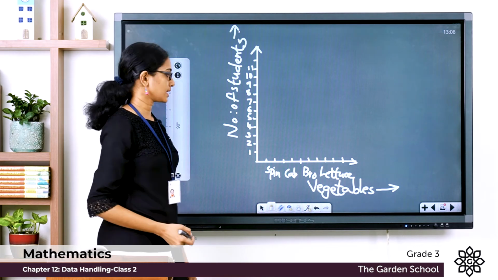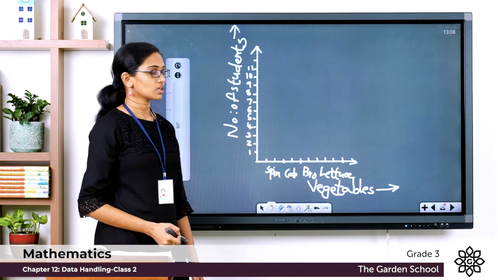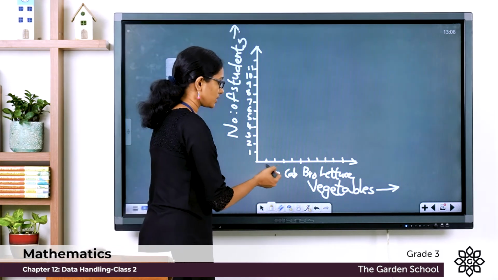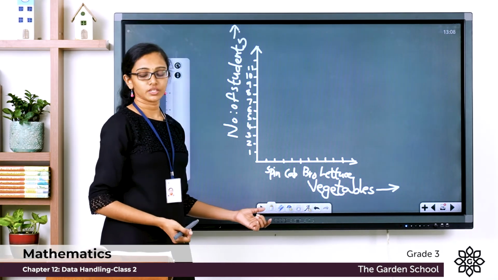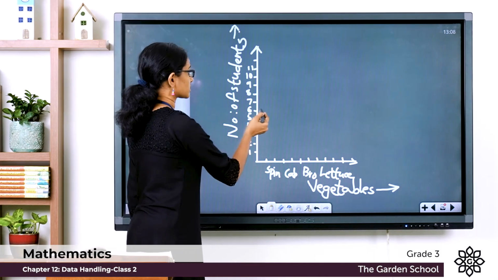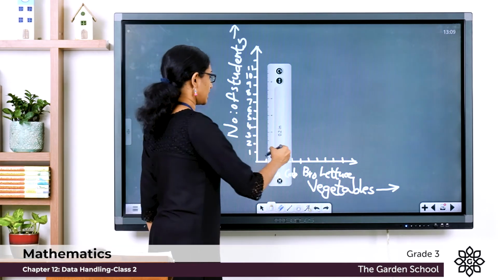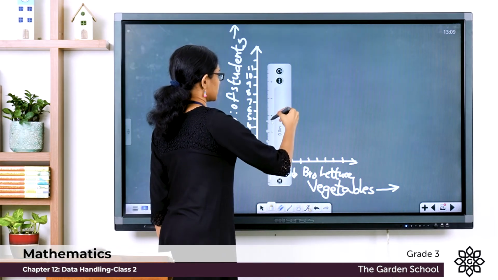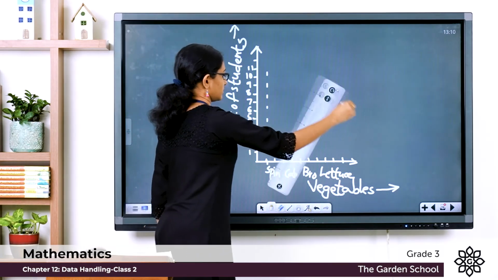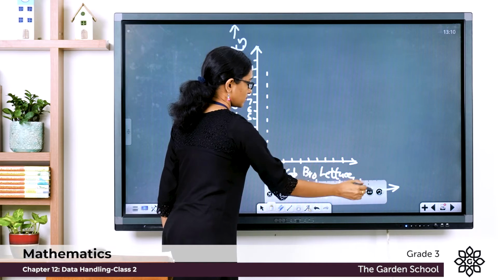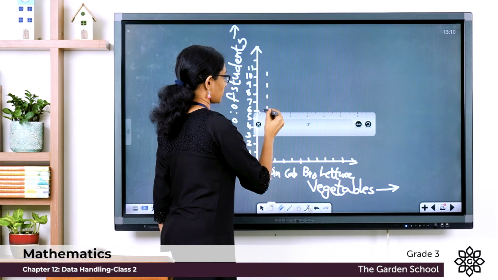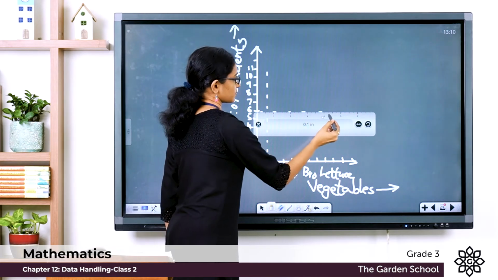Now, let's draw the rectangles corresponding to these marks. So, using a ruler and pencil, you have to draw a rectangular bar corresponding to spinach. And what is the number of children who like spinach the most? It is equal to 6. So, first let's draw dotted lines using your ruler and pencil. Now, tilt the ruler and then draw a dotted line in the horizontal direction also corresponding to 6.